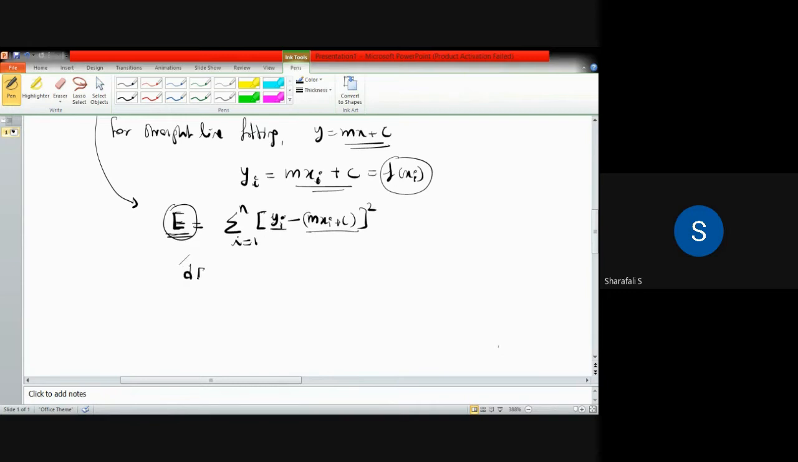which means that this will be minimum when dE by dm is equal to 0. That is the one condition, because in this case we have this variation, dE by dm. That has to be 0. Then that quantity will become minimum. And the second one is dE by dc, that has to become 0. These are the conditions to make this term minimum.